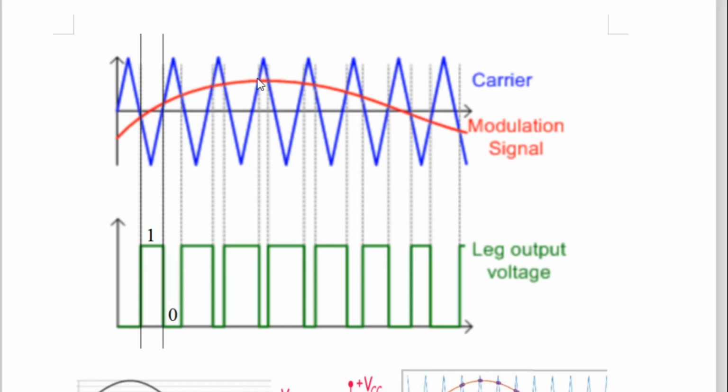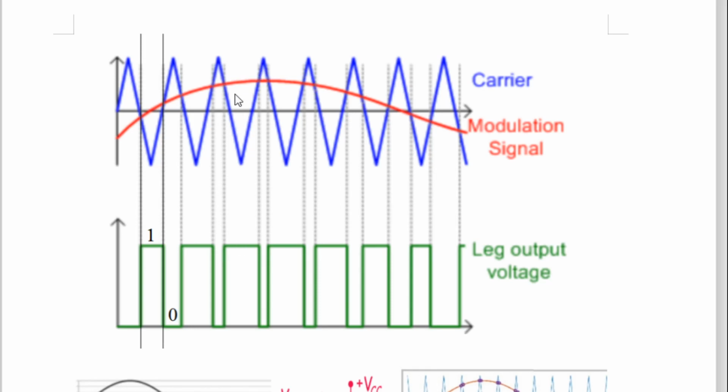So now here you see for this portion, you observe very carefully. For this portion, from this point to this point, the sine wave is above the triangular wave, and this triangular wave is below the sine wave. Therefore, voltage at what terminal is greater? Positive terminal is greater. Therefore, here you will get high voltage.